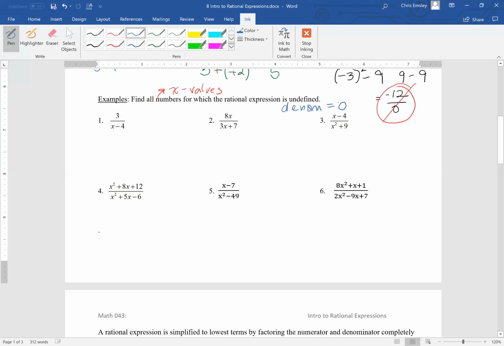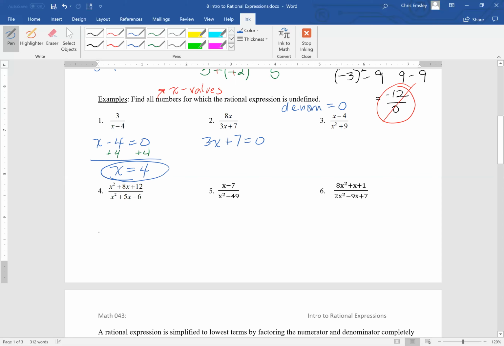Okay, so for each one of these, we just want to figure out which x values would give us 0 in the denominator. So we take that denominator and set it equal to 0, and that will give us a little equation here. So to solve this one, we just have to add 4 to both sides. We find out that x equals 4 is the value that would give us an undefined rational expression or a 0 denominator.